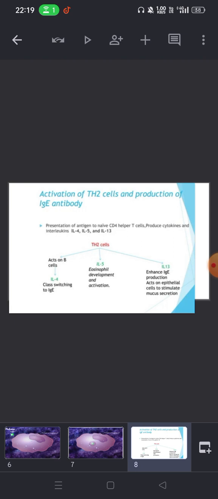Th2 cells are majorly divided into three parts. First is act on B cells, second eosinophil development, and third enhance IgE production. Act on B cells, for example IL-4 class switching to IgE. Second is IL-5, eosinophil development and activation. IL-13 enhances IgE production and acts on epithelial cells to stimulate mucus secretion.